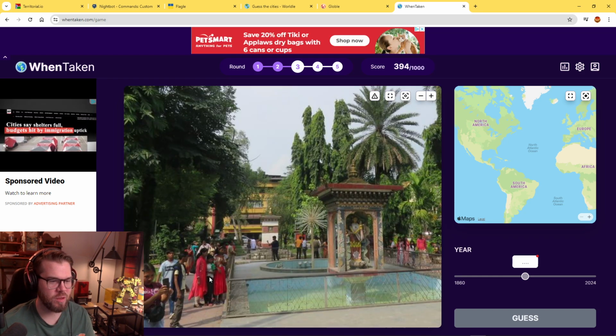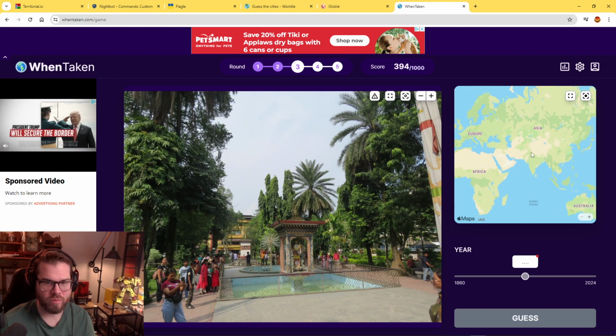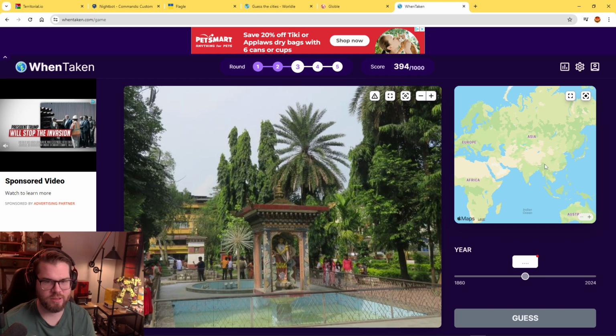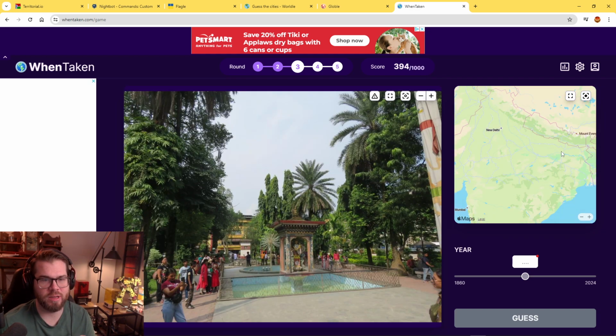Now, where do we think we're looking? I hate to say it, but I think this is India. Now, where in India? I don't know. This kind of looks like a statue of a Hindu god. This could also be Bangladesh. Don't get it twisted. We could be completely off.